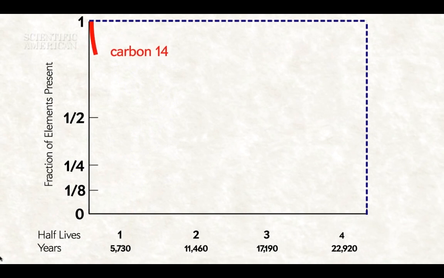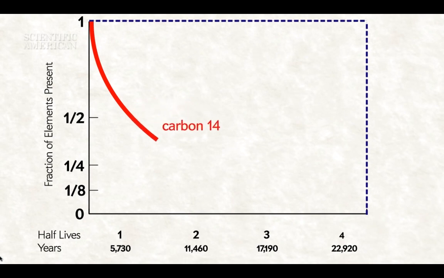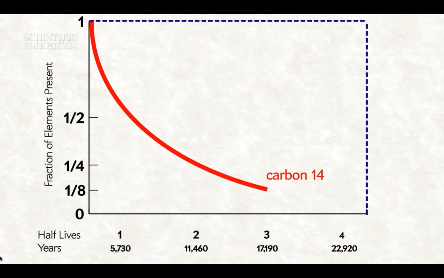Every 5,730 years on average, about half of the carbon-14 atoms will decay into nitrogen. This is its half-life. After one half-life, the animal will have about half the amount of carbon-14 it started with. After another half-life, it will have about a quarter. And after another half-life, it will have about an eighth.